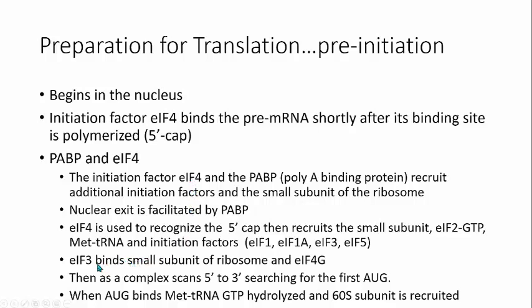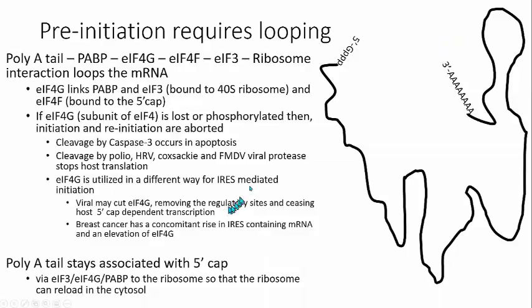It also requires binding the methionine tRNA. That's done in conjunction with EIF2, and EIF3 helps us to bind the small subunit of the ribosome to EIF4G complex. This complex then starts near the cap and scans until it finds the first AUG. Then it's ready to be transported out of the nucleus. Again, you have to take your transcript.